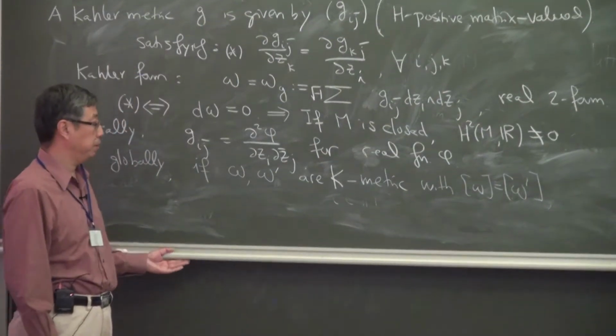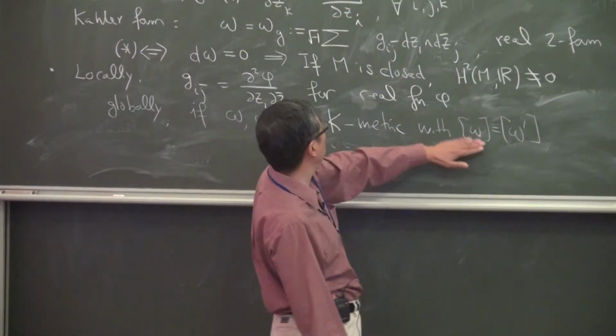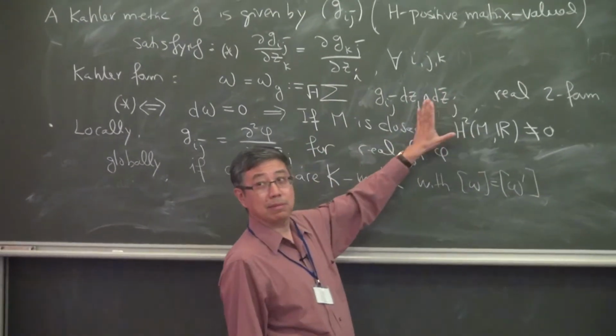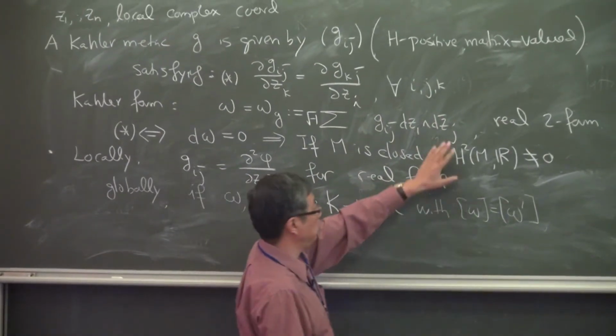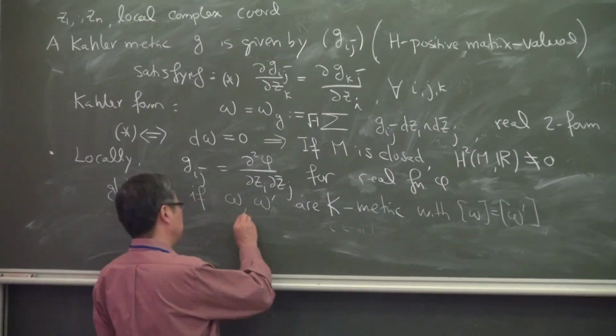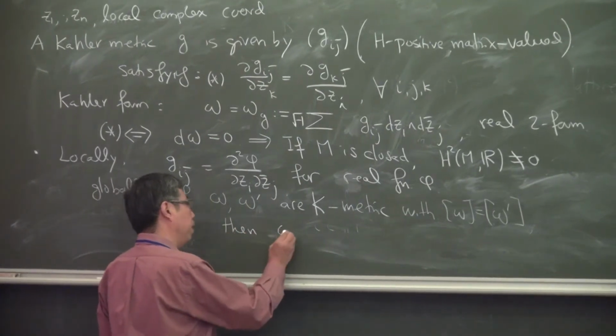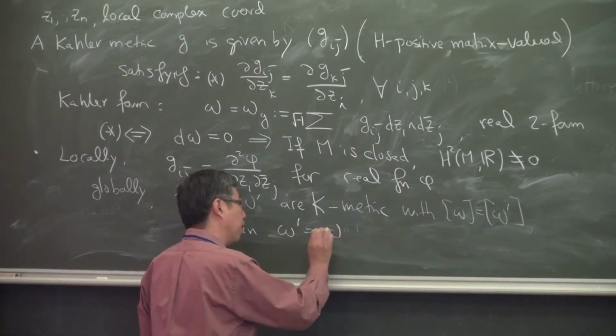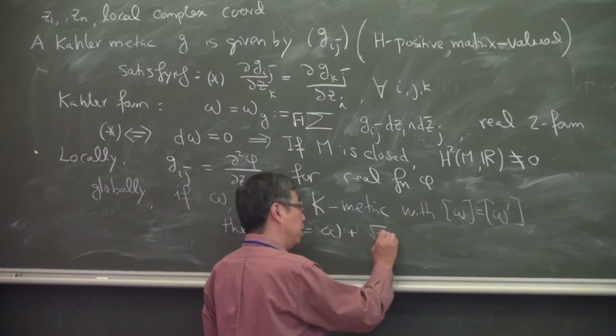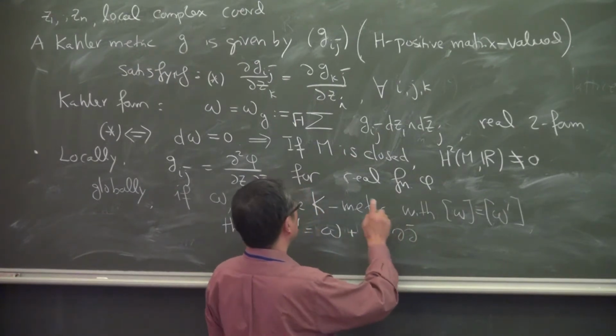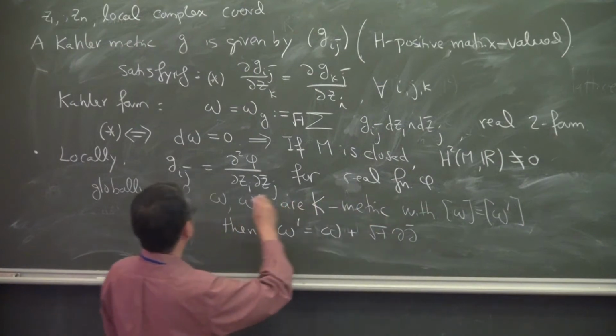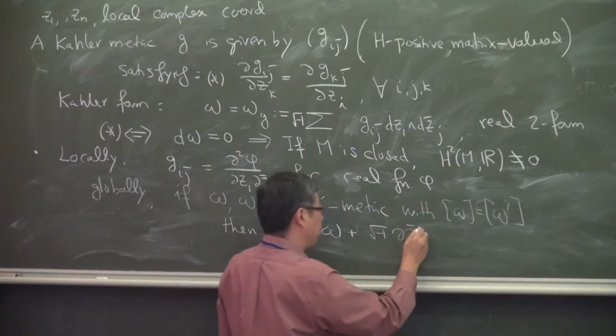Okay, so that means that their cohomology classes are the same. So they represent the same cohomology class. So then omega prime can be written as omega plus the square root of -1 times dd bar phi. Maybe I want phi to be a real function.